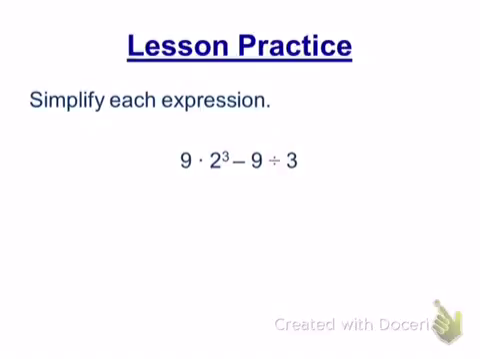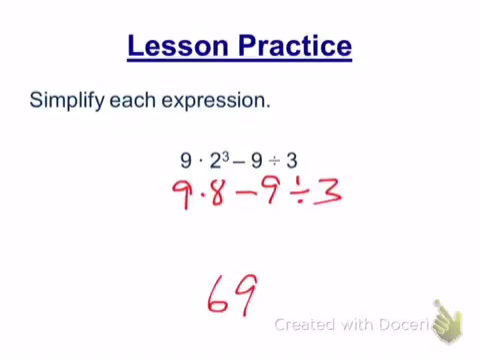Liam, what'd you get, bud? I got 69. Okay. I think that's correct. So you have to cube the 2. Quiet. Nick, you have to cube the 2. And that gives us 9 times 8 minus 9 divided by 3. Okay, that's 72 minus 3, which is 69.